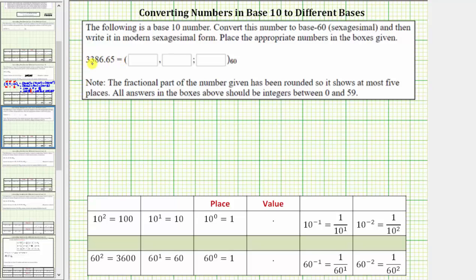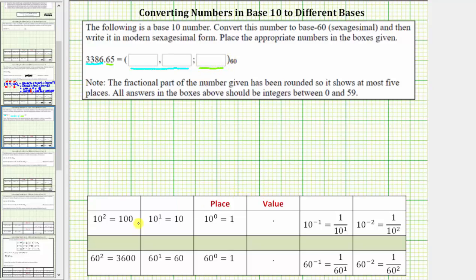3,386.65, or 3,386 and 65/100ths. The semicolon in this form represents where the decimal point would be, and therefore we'll convert 3,386 to base 60 using these two place values, and then we will convert 65/100ths or 0.65 to base 60 using this place value.